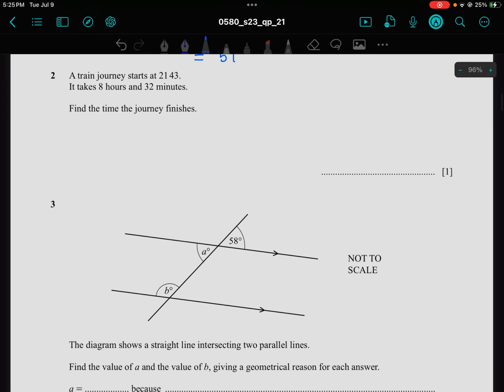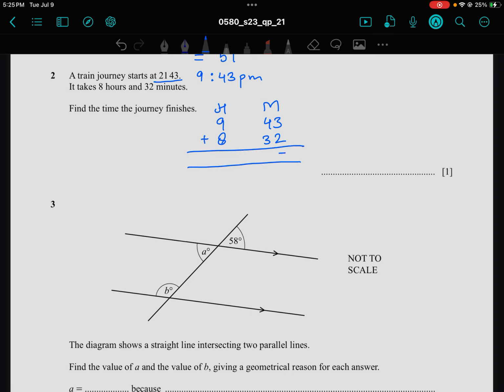Now coming to question number 2, a train journey starts at 21:43, which can be written as 9:43 p.m. It takes 8 hours and 32 minutes to complete the journey. We have to find the time the journey finishes. So hours and minutes, we can write 9:43 and then add 8 hours and 32 minutes to this. So the total will come out as 75 and 9 plus 8 is 17.